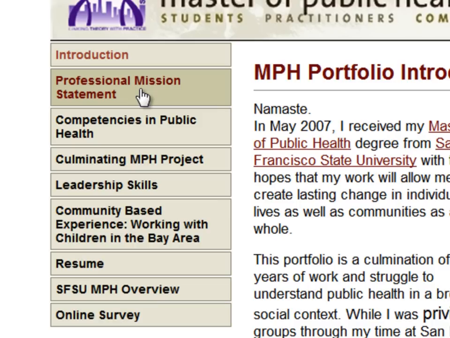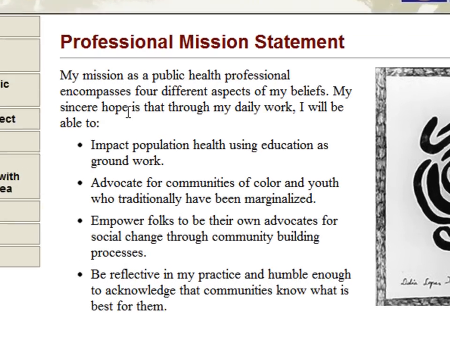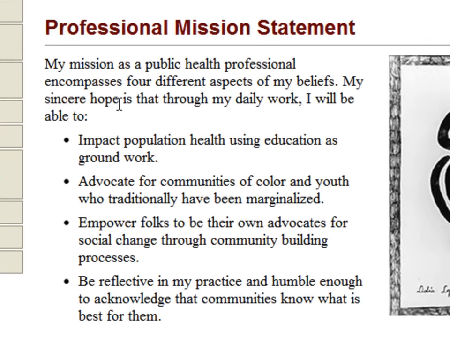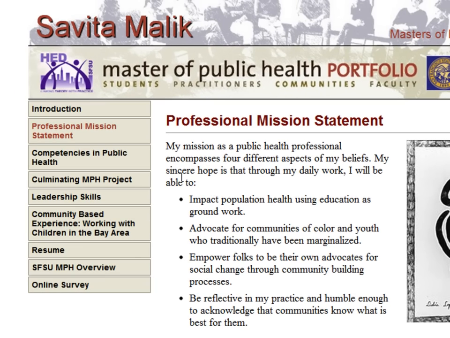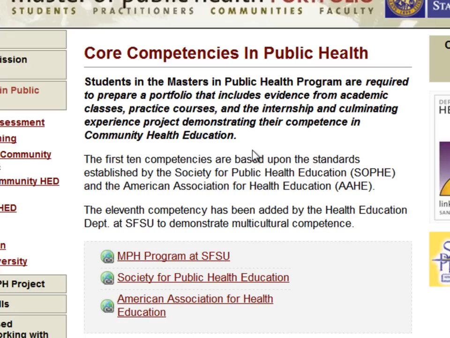Now, we also see here on the left-hand menu, the first item under the introduction is her professional mission statement, and she defines it. My mission as a public health professional encompasses 4 different aspects of my beliefs, and then she lists those different aspects one by one. Then, the next category is competencies in public health, and she says that students in the Masters in Public Health program are required to prepare a portfolio that includes evidence from academic classes, practice courses, and the internship and culminating experience project demonstrating their competence in community health education.